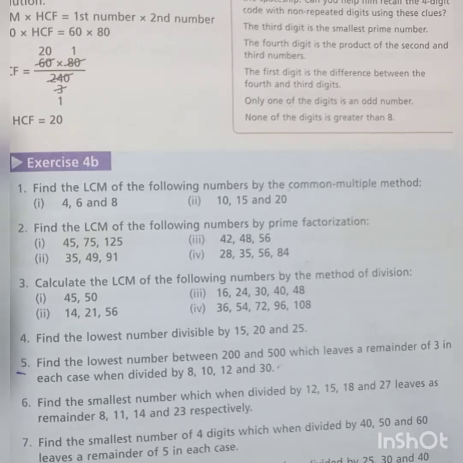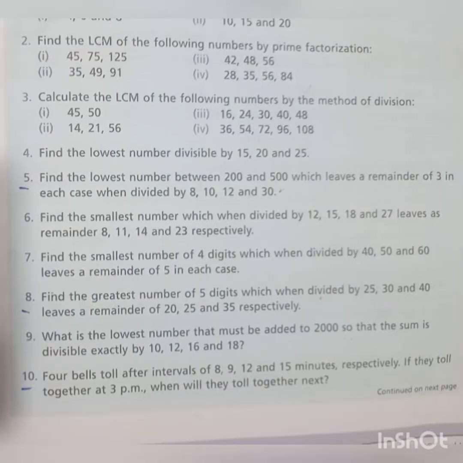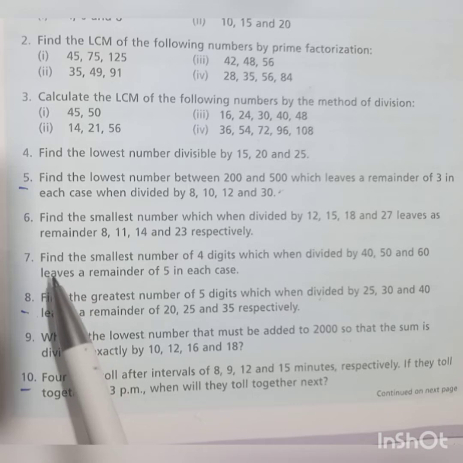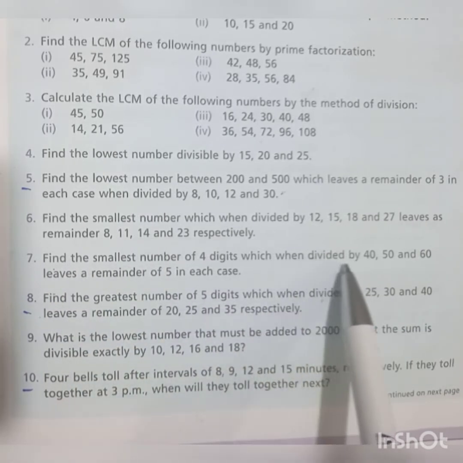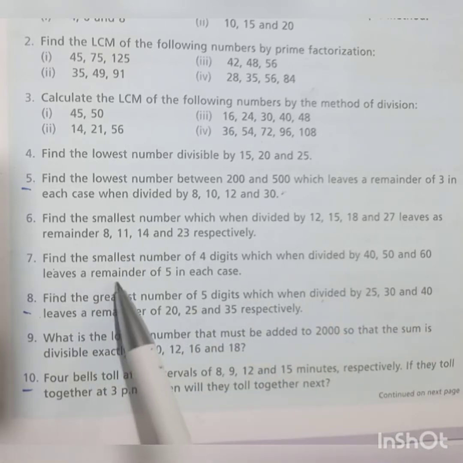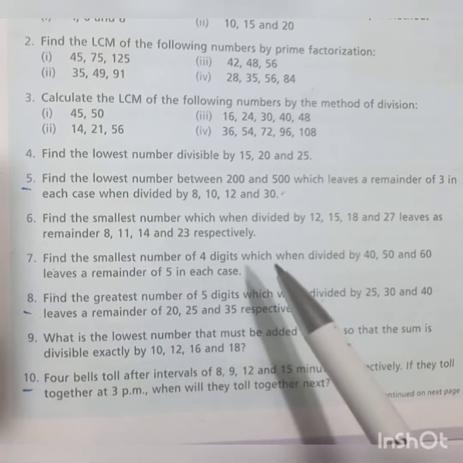Students, in our previous lecture, we have completed question number 3 to 6 of exercise 4b. Now move towards the question number 7, that is find the smallest number of 4 digits which when divided by 40, 50 and 60 leaves a remainder of 5 in each case.